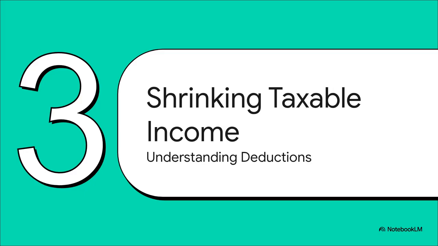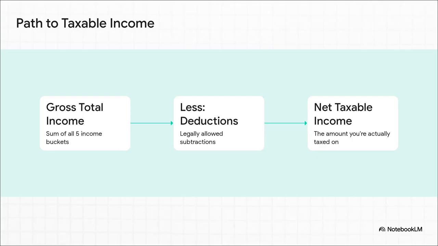Okay, so you've sorted all your money into the 5 buckets. Now you just add it all up and pay tax on the total, right? Well, not so fast. This is where it gets good, because the next step is all about legally shrinking the amount of money you actually get taxed on. So here's the magic formula. First, you add up everything from your 5 buckets. That's your gross total income. Then, from that big number, you get to subtract certain deductions the law allows. What you're left with is your net taxable income. That is the number that really matters.